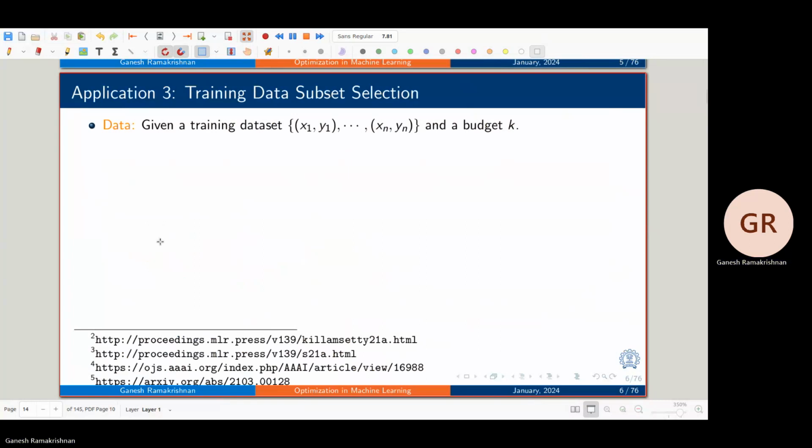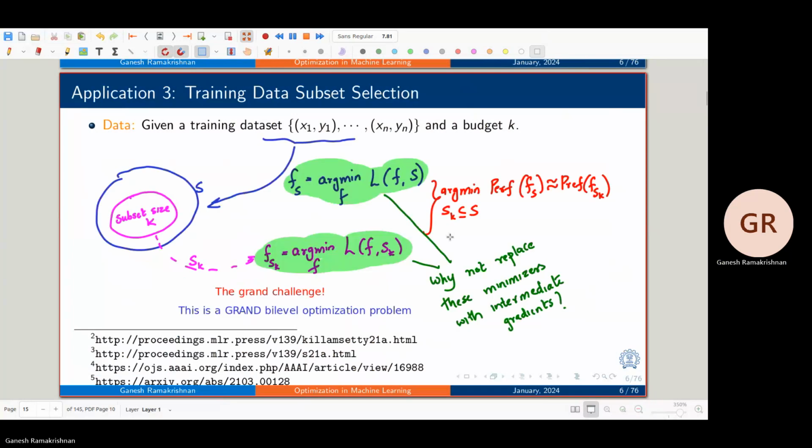Okay, the third example is training data subset selection. I gave this as a motivation earlier, but now looking at it a little more carefully: I have a training data set S and a budget K. I want to select a subset of size K of the same set S, let's call it SK. But what do I want from that subset SK? I want to ensure that a model trained on the subset gives me performance comparable to a model trained on the entire set.